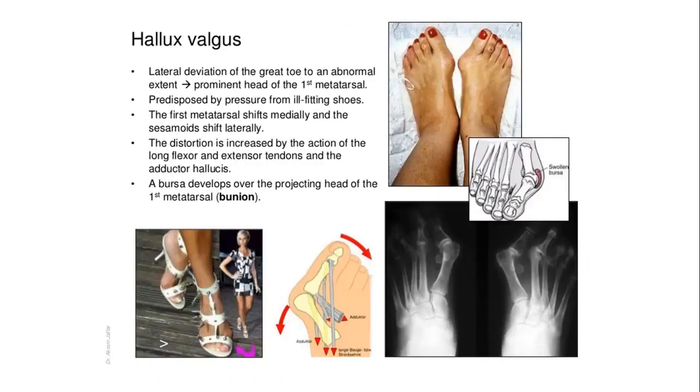Hallux valgus: lateral deviation of the great toe to an abnormal extent, with a prominent head of the first metatarsal, is named hallux valgus, very commonly seen in females and also in some diabetics. A bursa develops over the projecting head of the first metatarsal, that is the bunion. Bunion.